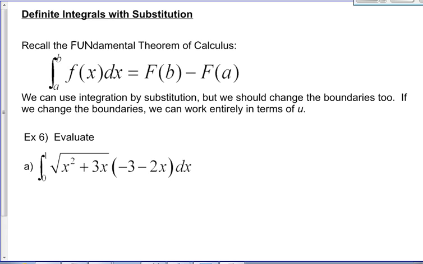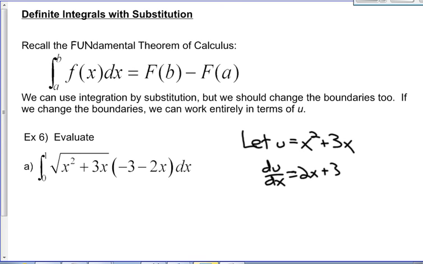So we have an integral from 0 to 1 here of root x squared plus 3x, and then we have a minus 3 minus 2x. That's really fishy. That minus 3 minus 2x looks a lot like the derivative of x squared plus 3x. So let's set it up. I'm going to say u is x squared plus 3x. Its derivative is 2x plus 3. And I don't have one of those, but I have negative one of those. So we have negative du by dx.